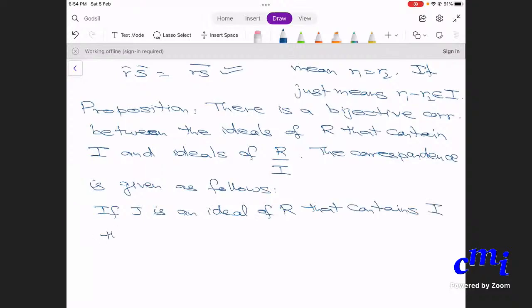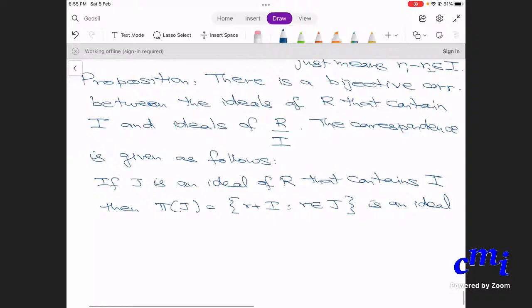then pi(J). What does pi(J) mean? Pi(J) just means all the cosets r + I such that r is in J. You take all the cosets of elements of J, and that gives you pi(J), an ideal of R mod I. Sometimes R mod I is itself denoted by R bar, the quotient ring R mod I. So this is in one direction.